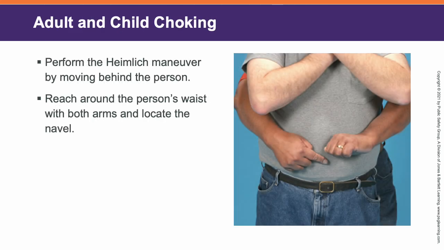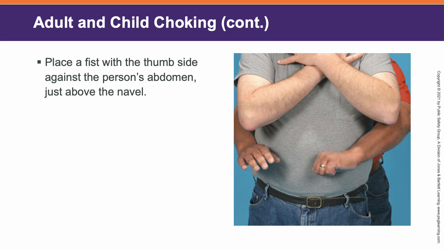So, how to perform the Heimlich maneuver is you do this. You get behind the person. You reach around the person's waist with both arms and you find the belly button. Once you've found the belly button, you place a fist, either hand, it's up to you, with the thumb towards the person's abdomen right above their belly button. You want that fist to be above the belly button, but below their rib cage.